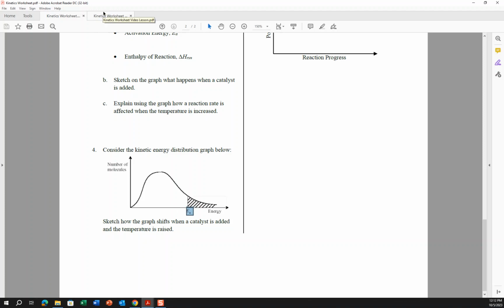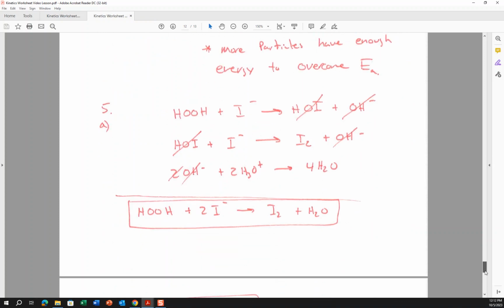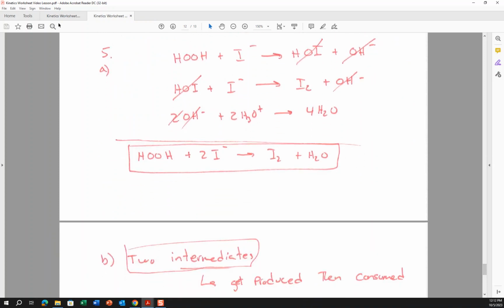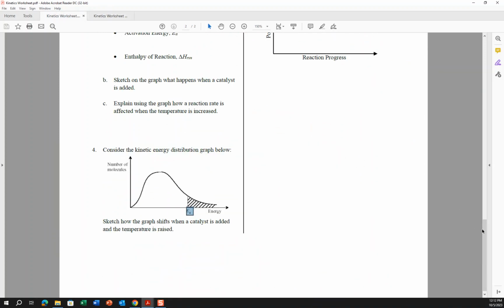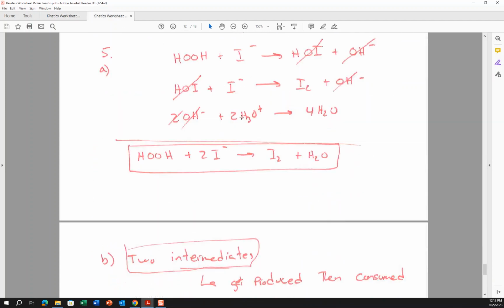All right. And then, if we look at the reaction mechanism, all we have to do is add up these equations to get the overall equation. What we should notice is when I set these up, if two of the same thing are on opposite sides, they cancel out. So the HOI here cancels out with the HOI there. The two hydroxides end up canceling out. And what we're left with is one of these plus two I's.